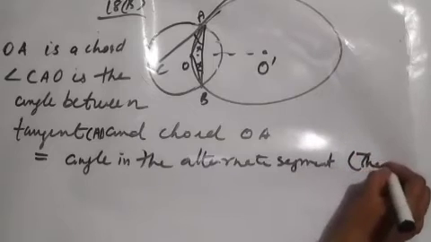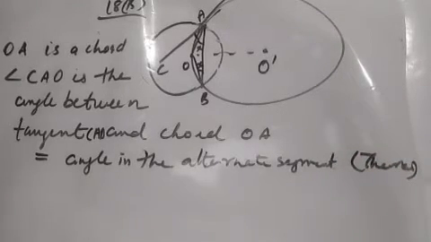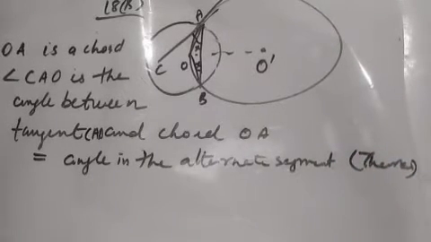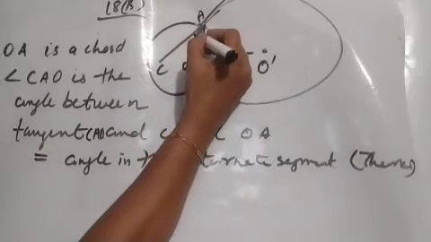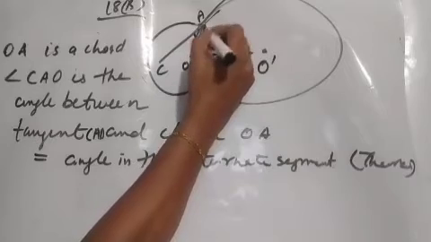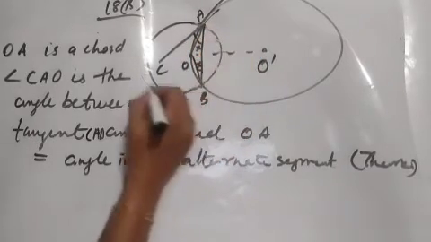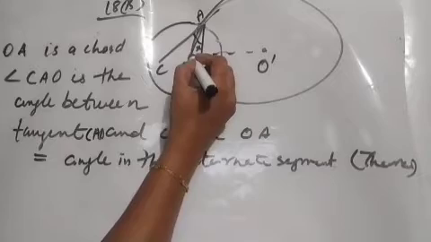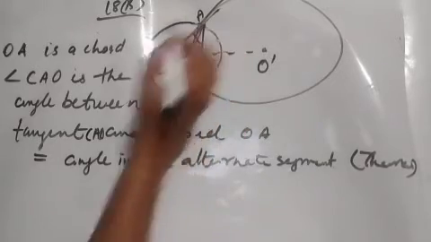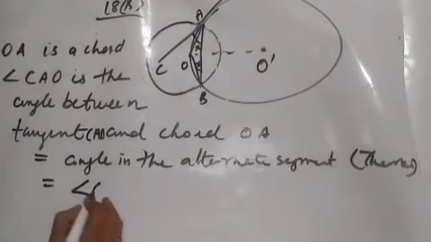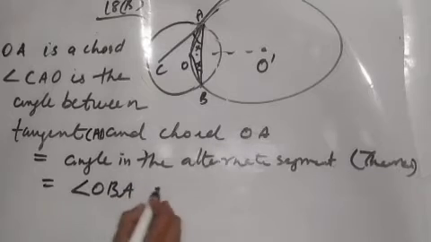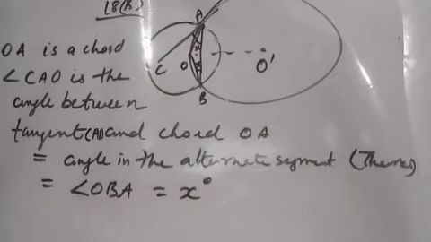By the theorem that you learned in this chapter, the angle between a tangent and a chord is always equal to the angle in the alternate segment. So this small portion is the alternate segment. So can you see this angle OBA is the angle in the alternate segment that we have calculated as x degree.